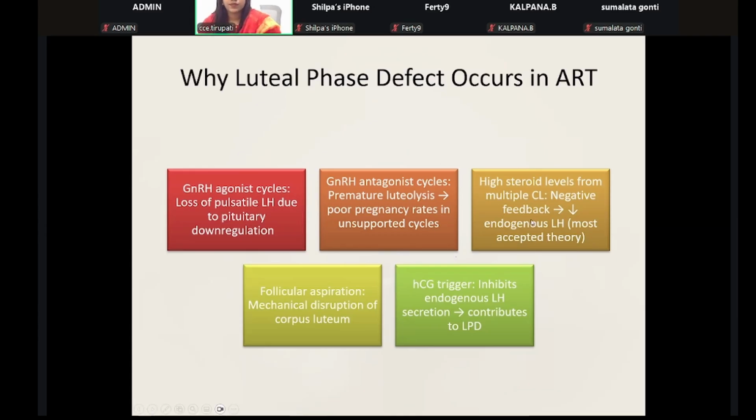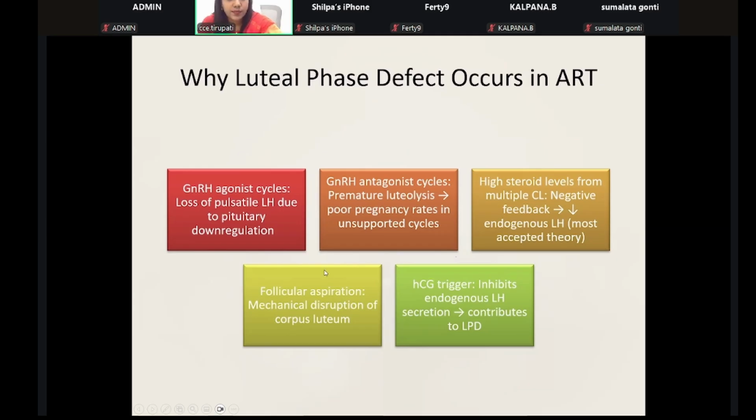And in stimulated cycles, we usually stimulate multiple follicles and we aspirate all the follicles. So there will be multiple corpora lutea. And also, from the steroid levels of the multiple follicles, a lot of estrogen will be secreted. So the hormone levels will be supraphysiological. All this leads to negative feedback on the pituitary. So it decreases the endogenous LH. So this leads to a defective luteal phase.